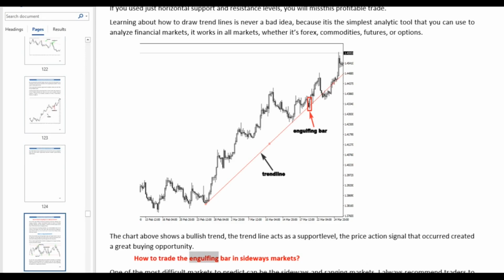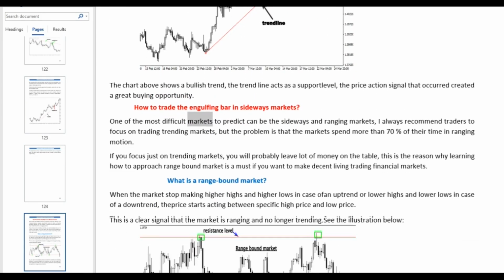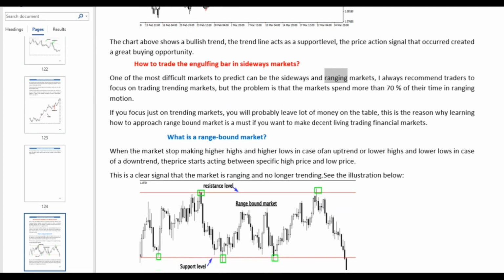How to trade the engulfing bar in sideways markets. One of the most difficult markets to predict can be the sideways and ranging markets.